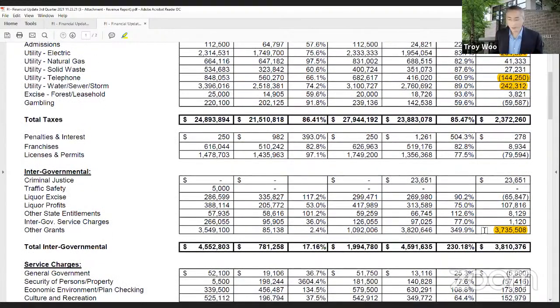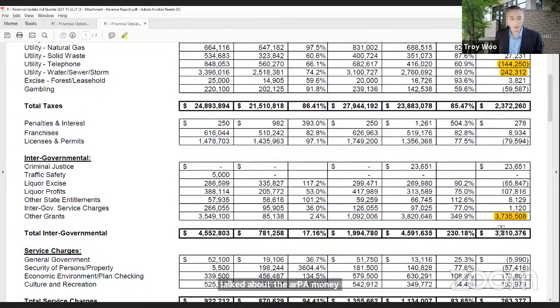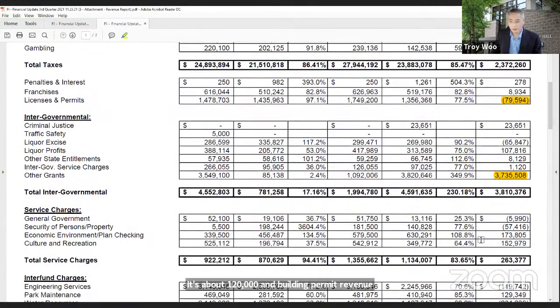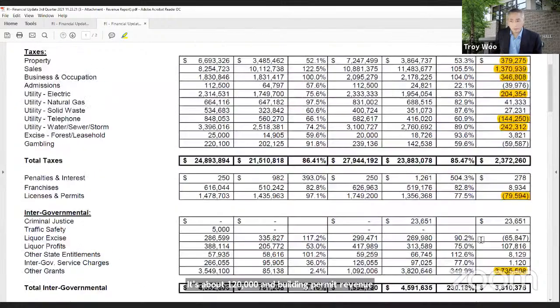We talked about the ARPA monies. I do want to point out, talking about sales tax and new construction, building permit revenues are down so far in 2021. We're down, I think it's about $120,000 in building permit revenues. Let me go back.